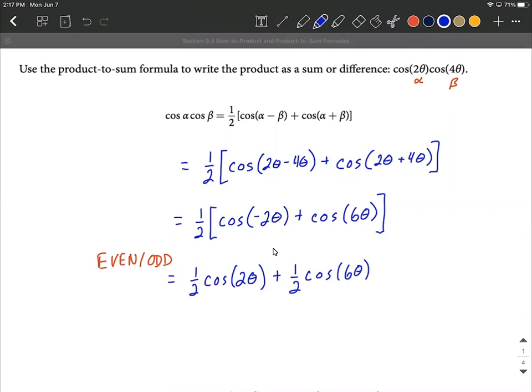Hope this helps out. Don't forget, when you're getting rid of negatives from the inside of trig functions, sine, cosine, tangent, and the like, always use these even odd identities to help eliminate those.